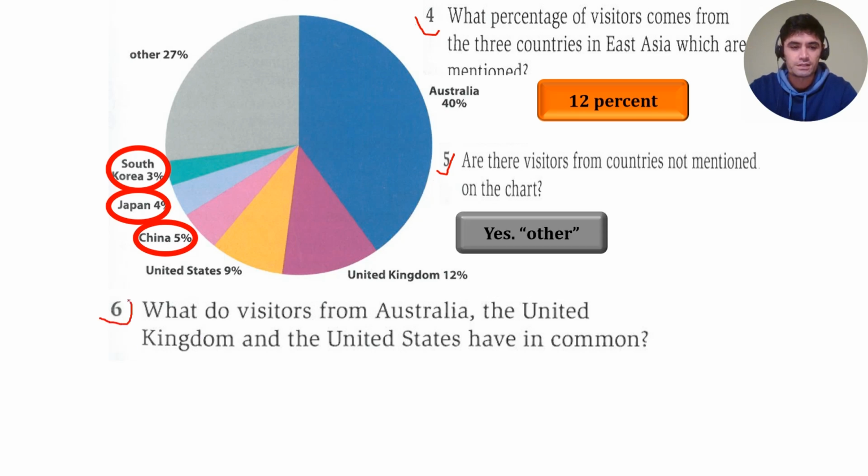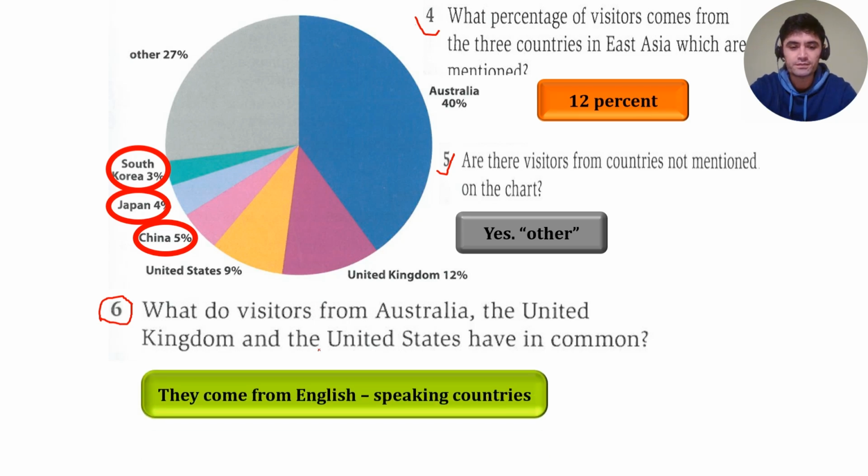Question number 6. This is an interesting question. It's for you to think. What do visitors from Australia, the United Kingdom, and the United States have in common? What do you think? What do they have in common? People from Australia, the United Kingdom, and the United States. The answer is they come from English-speaking countries.